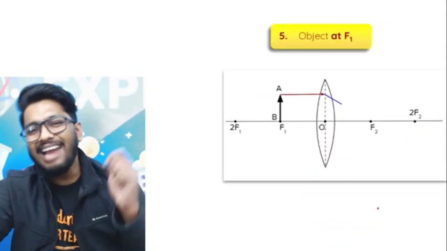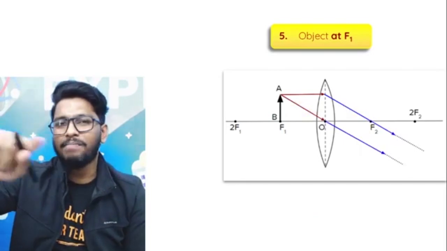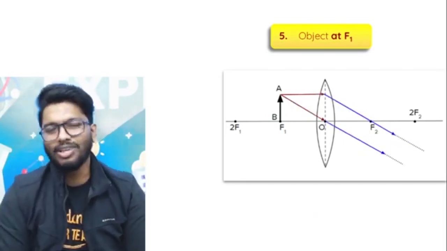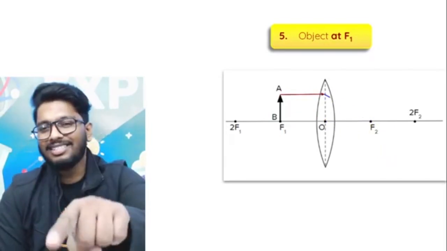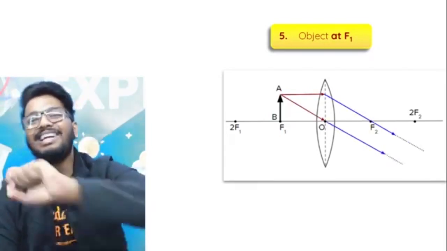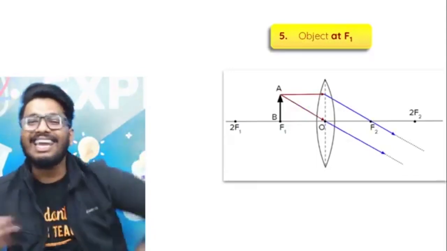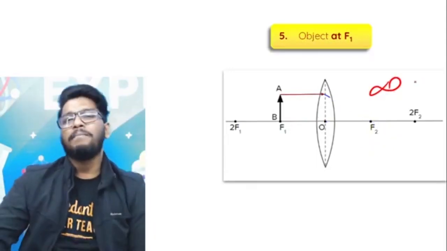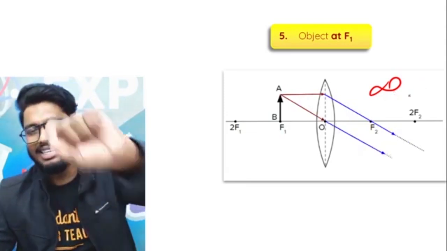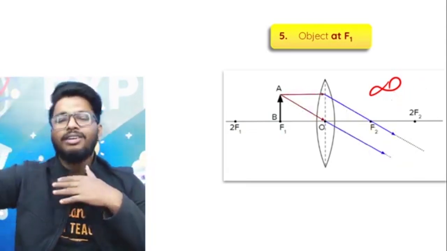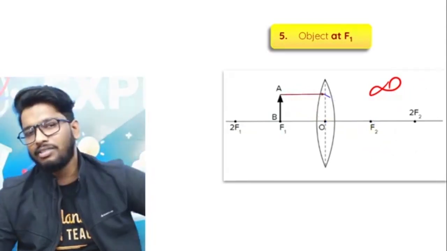If the object is kept at the focus, the rays of light, one parallel to the principal axis, after refraction will pass through the focus, and one more passing through the optic center. But look at this. They are both parallel to each other. So we are assuming that the image is going to be formed at infinity over here, because the rays of light are not actually meeting at this point, but we are assuming that they are going to meet at one point later on.